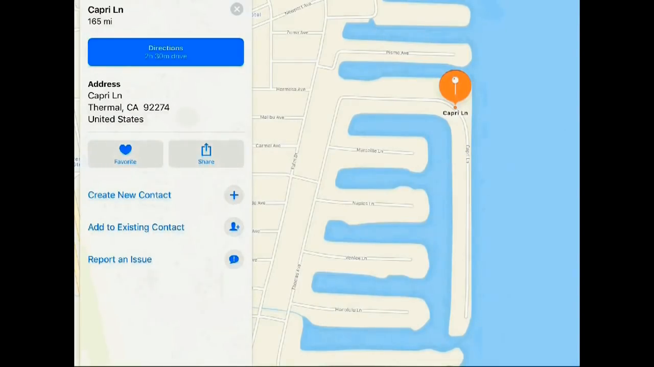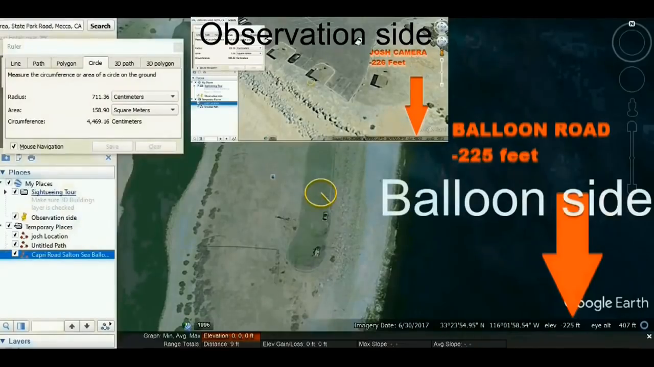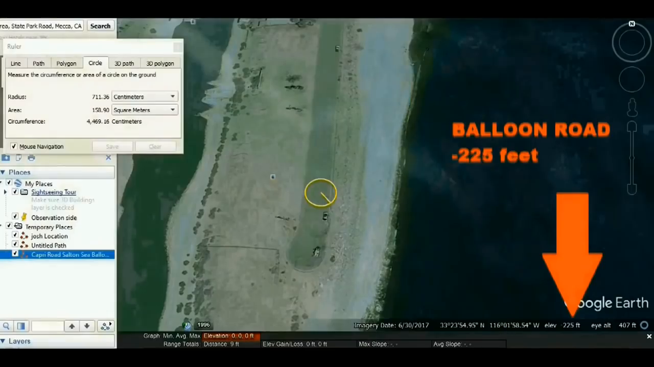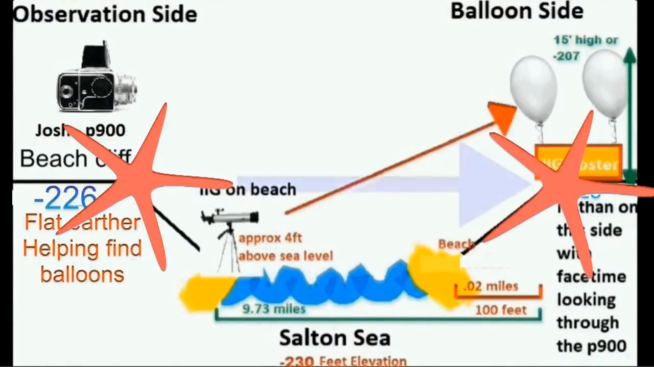The balloons were assembled on Capri Lane at Salton Sea Beach and then lowered and taken down to the beach from there to be re-raised up. Now we discovered that while Josh's elevation of his location was negative 226, the location of Capri Road, the elevation was negative 225. That's only a 1 foot difference. So in other words, the cliffs on either side of the beach are basically at almost the exact same elevation.